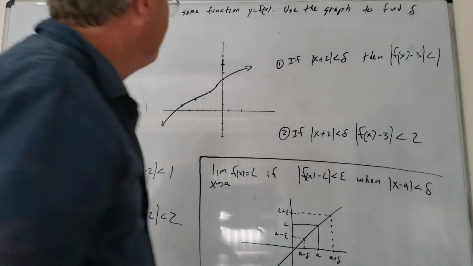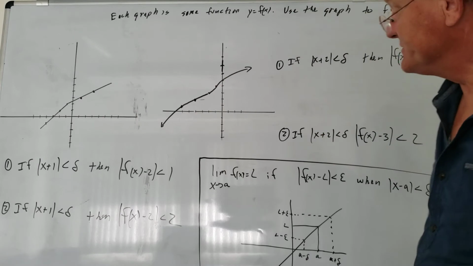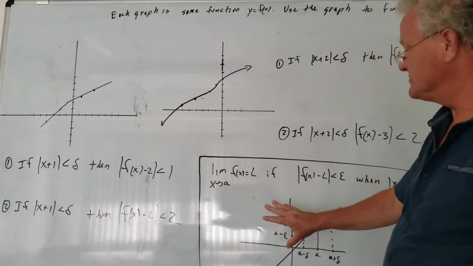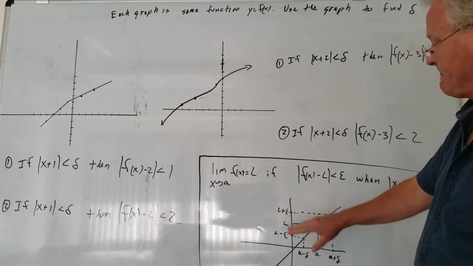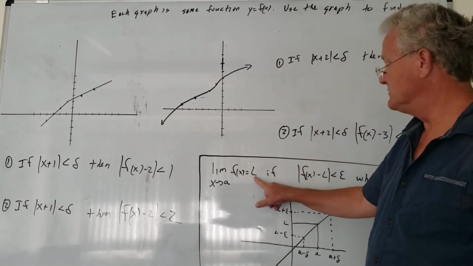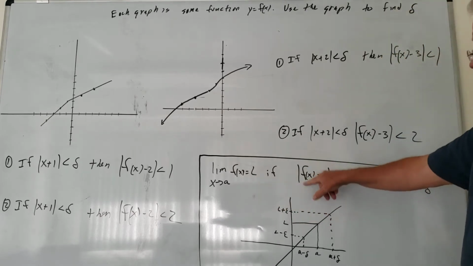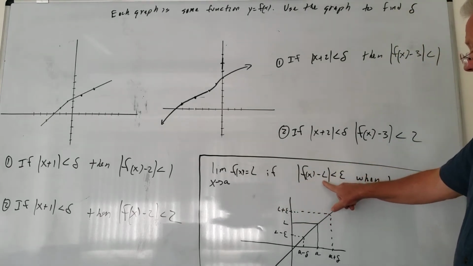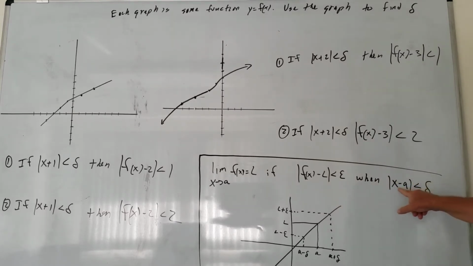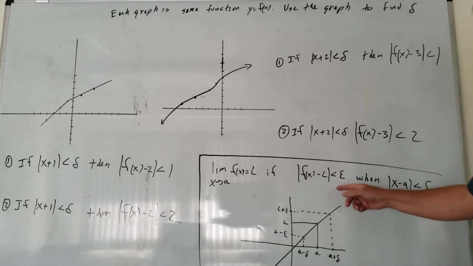All right, so I have limited whiteboard space here. So let's first take a look at the precise definition of a limit. The limit as x approaches a of some function is equal to L if the absolute value of f minus L is less than epsilon when the absolute value of x minus a is less than delta. So let me just explain this.